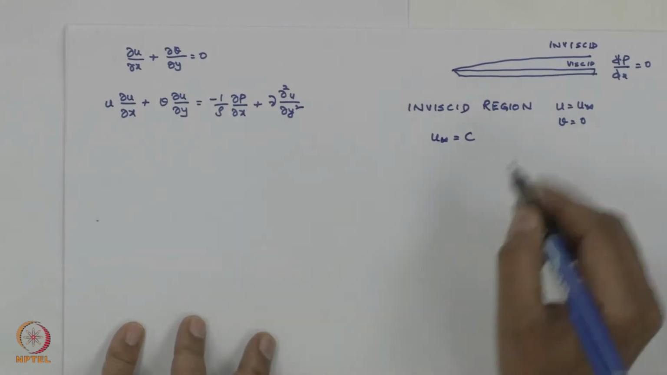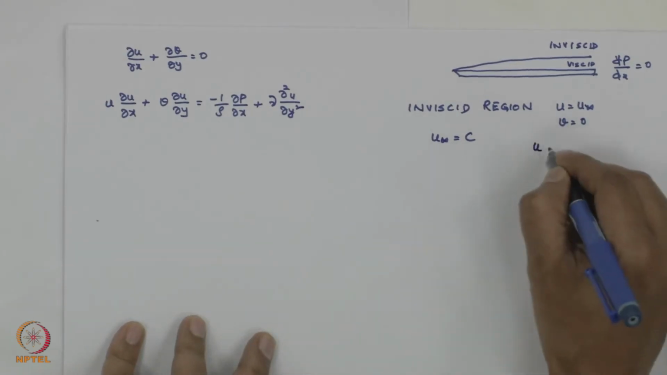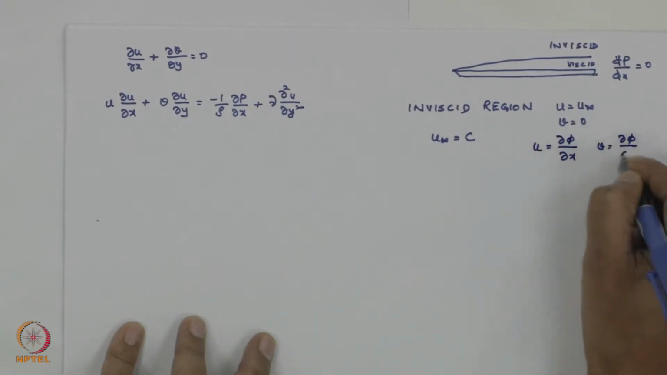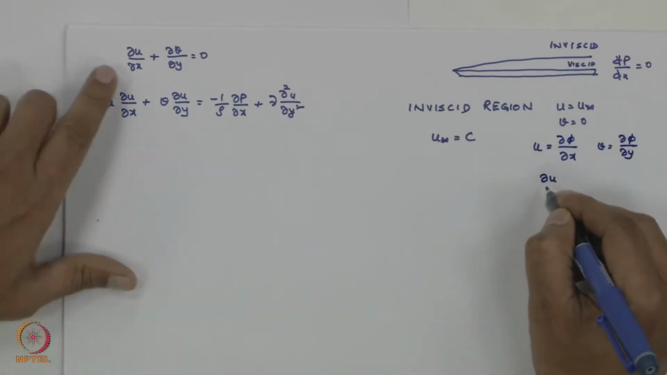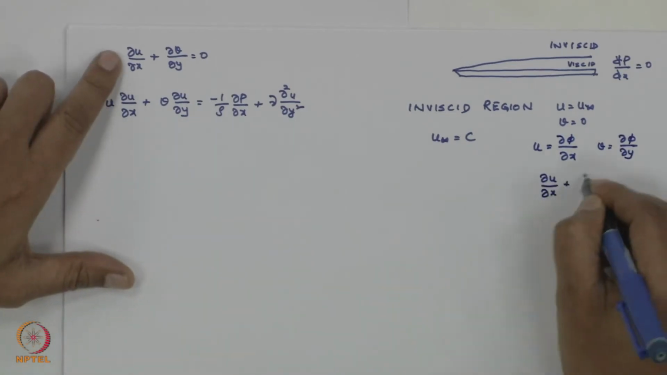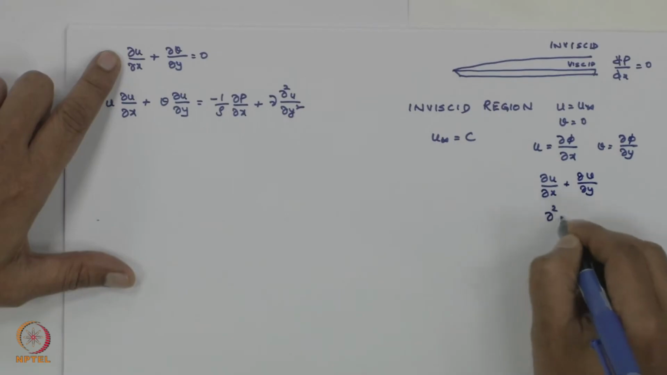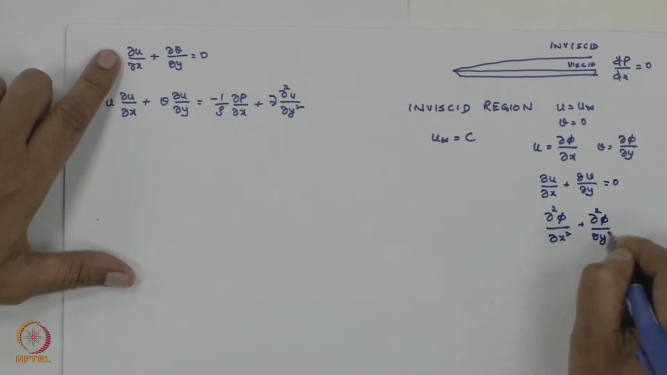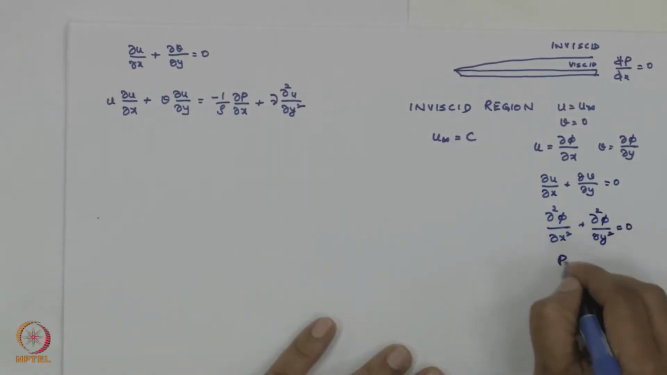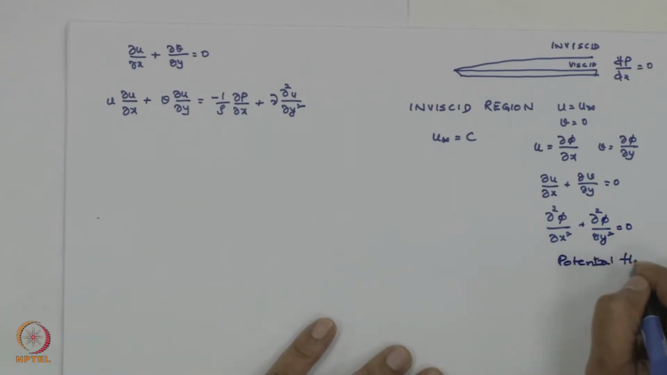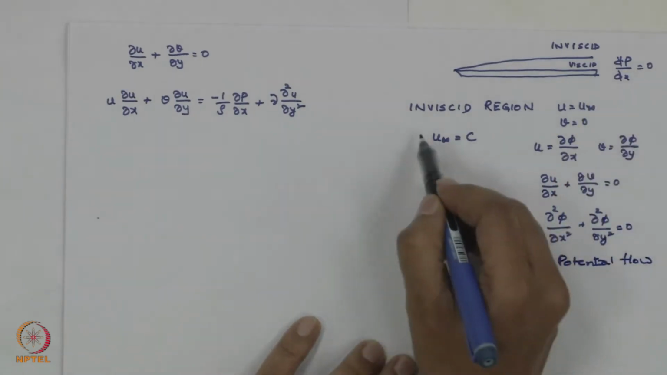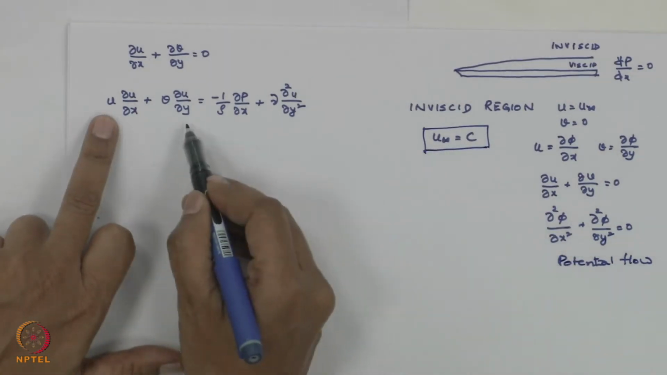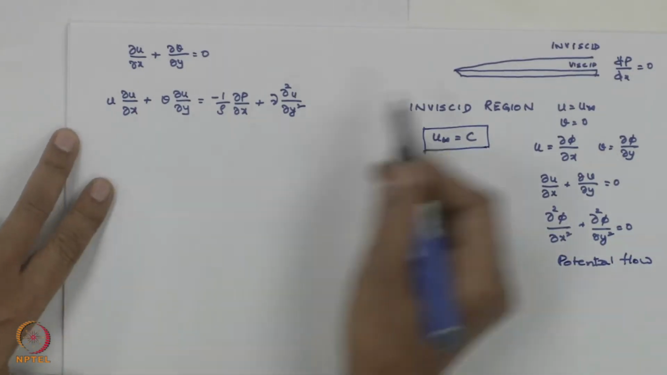That's experimental. But if you take the inviscid region, we define what is called the stream function, U equal to del phi by del x, V equal to del phi by del y, and if you take your continuity equation, del U by del x plus del V by del y, you get del squared phi by del x squared plus del squared phi by del y squared. If you solve this equation, this is what is called potential flows. From the potential flow solution for a flat plate, you are going to get U infinity equal to constant. Now you apply this to the X momentum equation in the inviscid region.